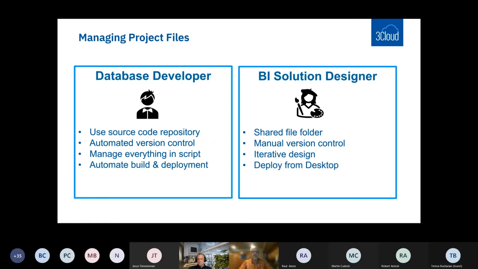So database developer, use a source code repository. That's paramount. We're always going to protect our code. We're going to put it in a shared repo where it's backed up, we've got disaster recovery, it's versionable, etc. We want version control to be automated. We want to manage everything in script. We want to automate and build our deployments. So there's a lot of rigor around that. So that's the way the database developer thinks.